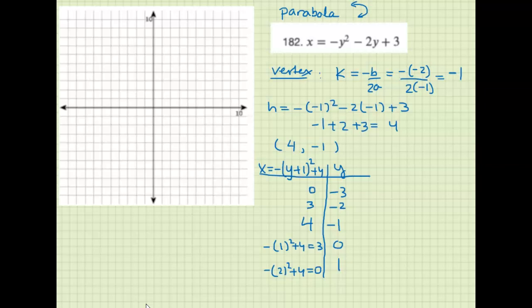Okay, now we can graph it. So the vertex is (4, -1). We have (3, 0) and (3, -2). We have (0, 1) and (0, -3). All right, so it's a parabola turning towards the left, and that's what it looks like. There we go. All right, that's it for these examples and this section.